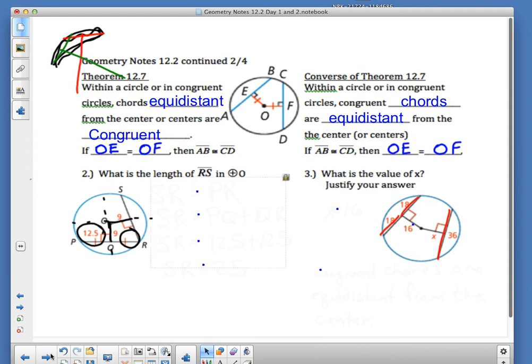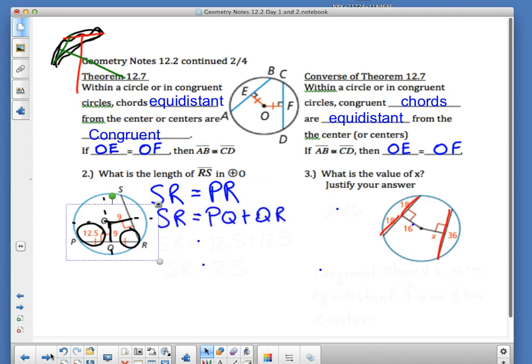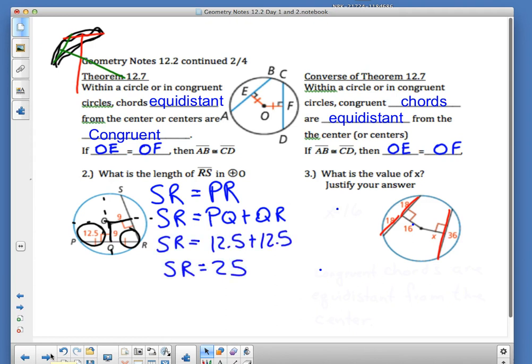Boom. And now I'm going to talk about it because I want to talk about it in relation to notation. SR equals PR because of theorem 12.7. SR is the same as PQ plus QR using the segment addition postulate. Okay, stuff from chapter 1. Then I've got numbers, 12.5 is both of them, and that's how we got our 25. Now, I did that to review notation, but I also had some people ask, how did they get 25? So I just slowed it down and explained what happened.